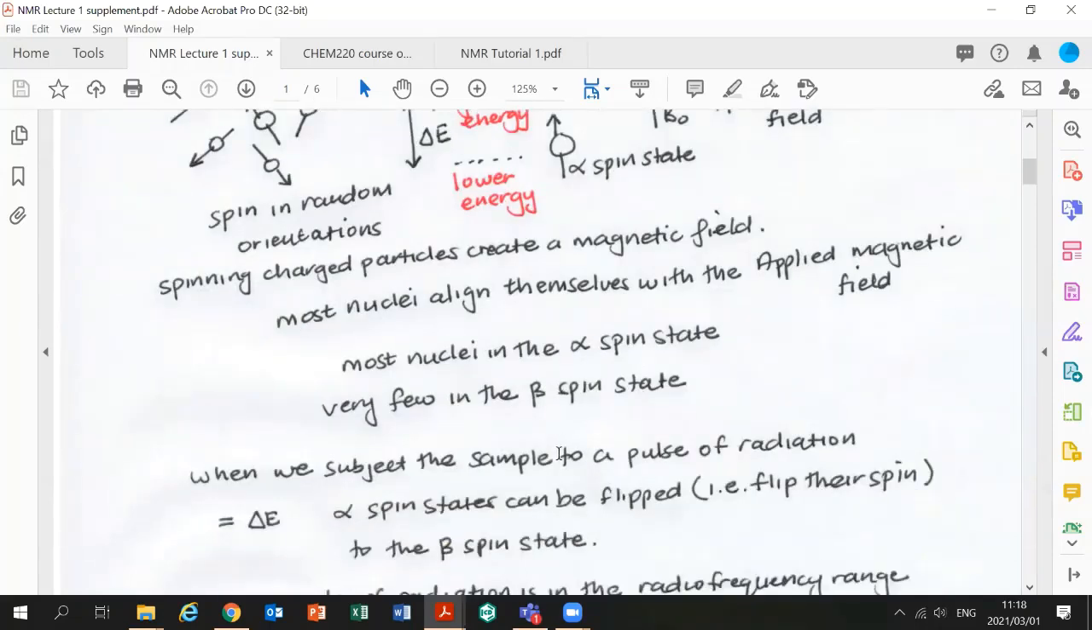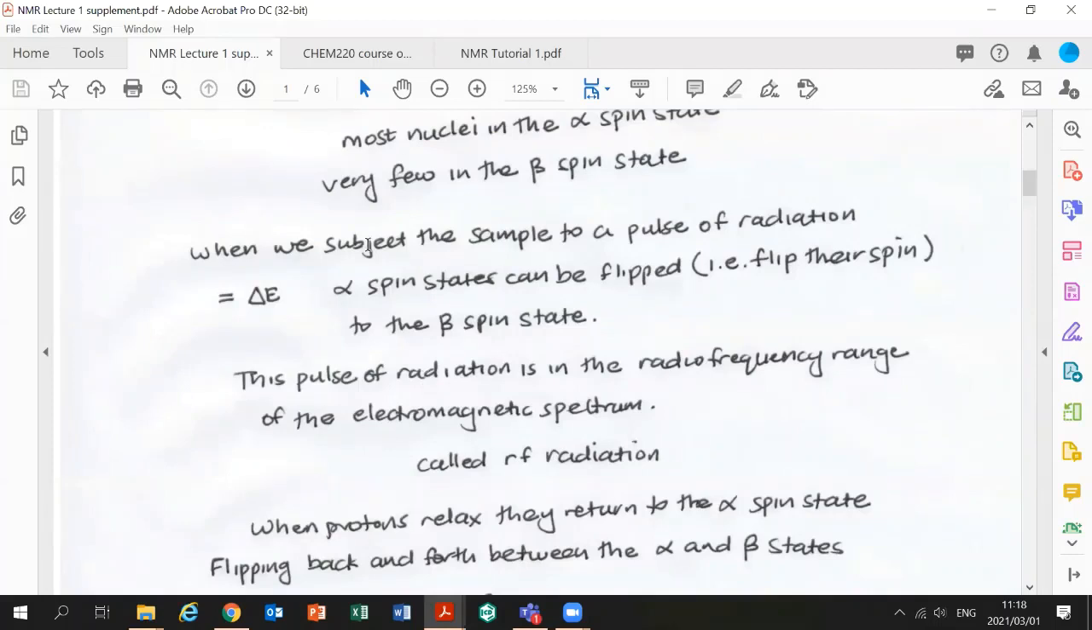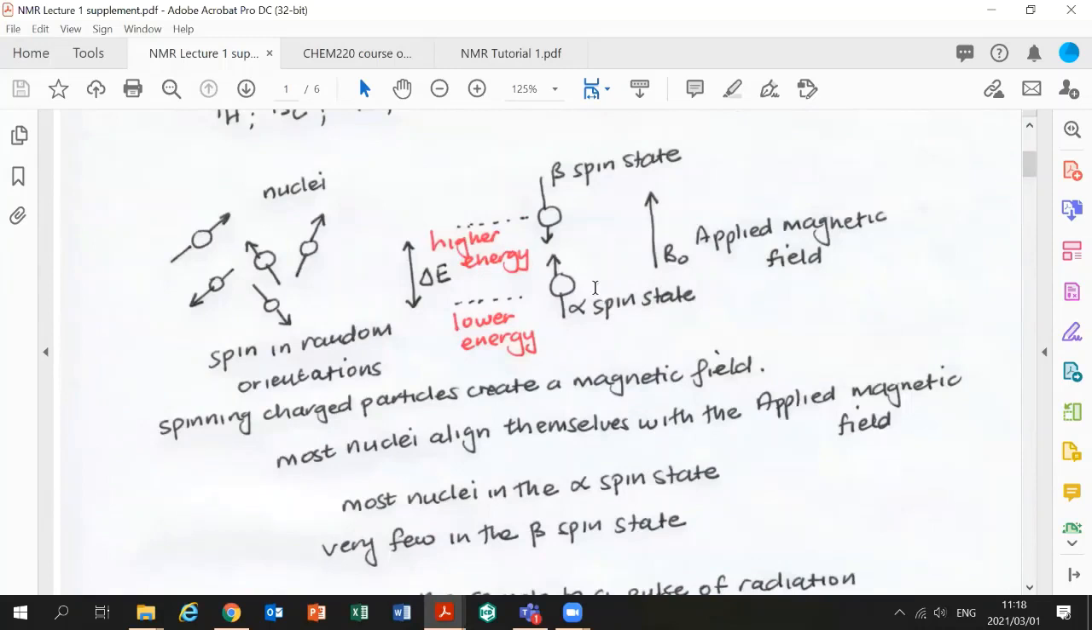Now, let's take it one step further. If we subject the sample to a pulse of radiation, so what I'm actually doing now is I'm giving the sample energy. Remember I said in order to swim against a river, you need energy to go the other way. So if you want to spin one way where the applied magnetic field is, it's fine. But if you say, no, I don't like to spin from right to left, I want to spin from left to right, you need energy.